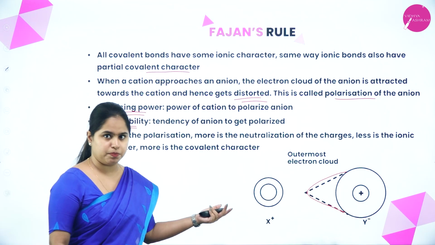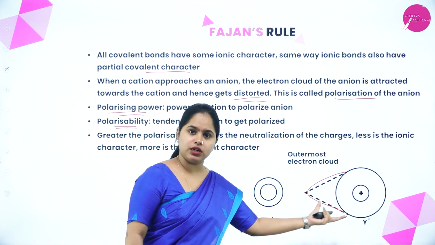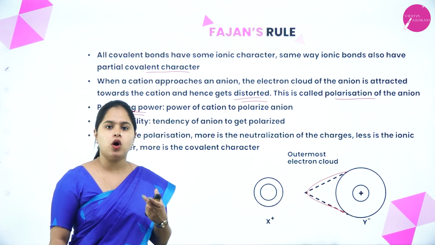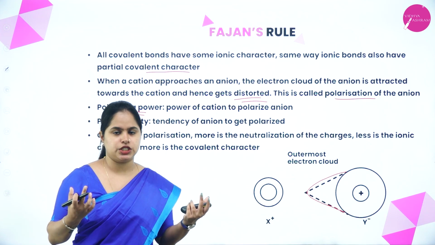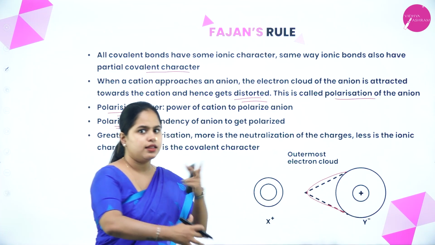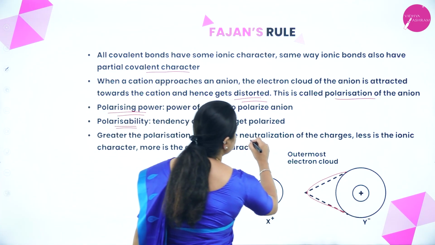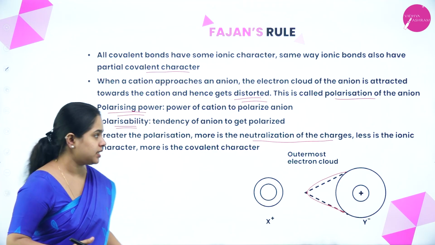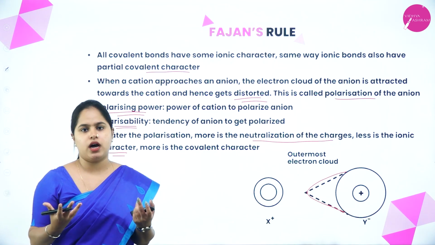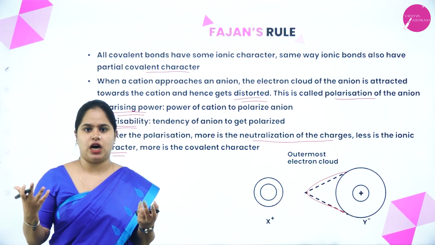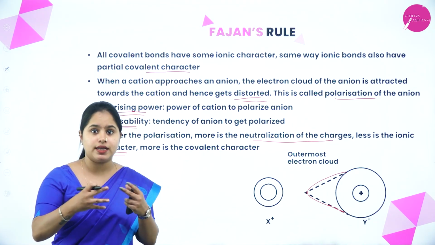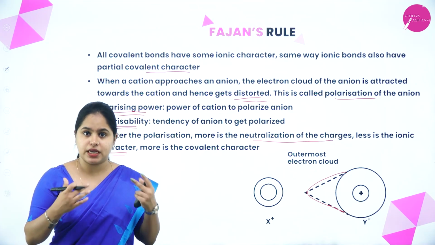Now, what is exactly happening here? As I said, when the cation comes towards the anion, the electron cloud is attracted towards the cation. Positive and negative charges, coming closer, start neutralizing each other. And this neutralization of charges means the ionic character becomes less and less. Ionic character means an ionic bond formed by positive and negative ions, right? So if the charges are neutralizing, the ionic character becomes less and less.